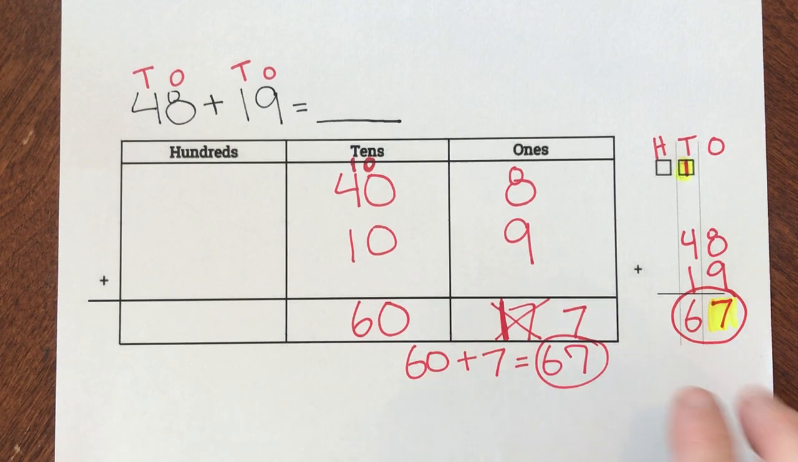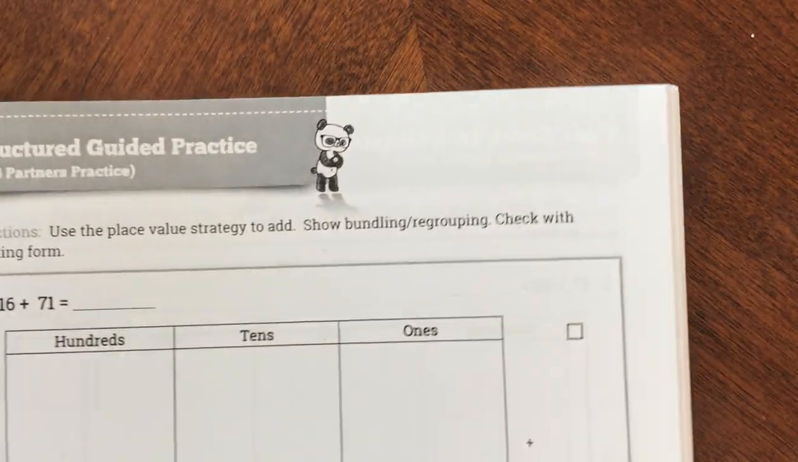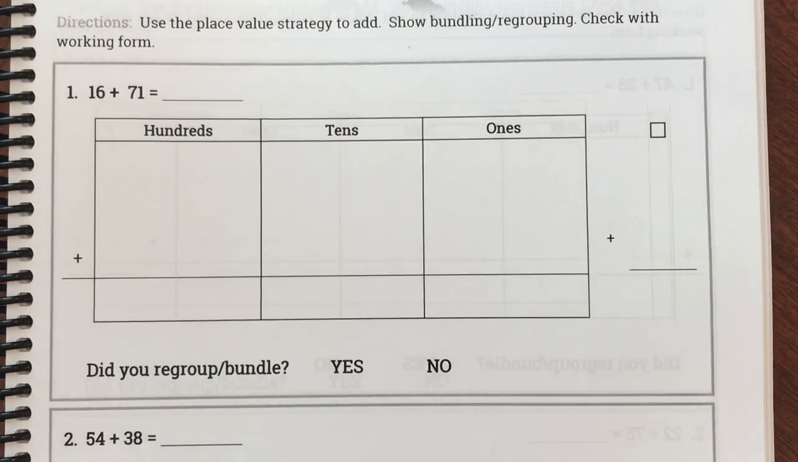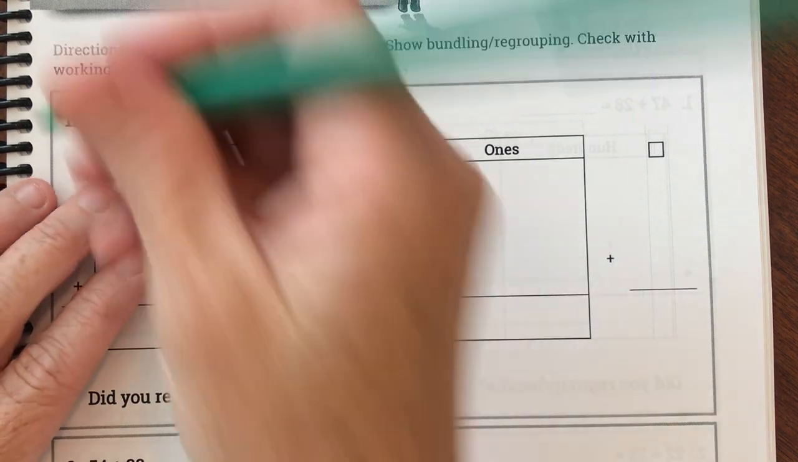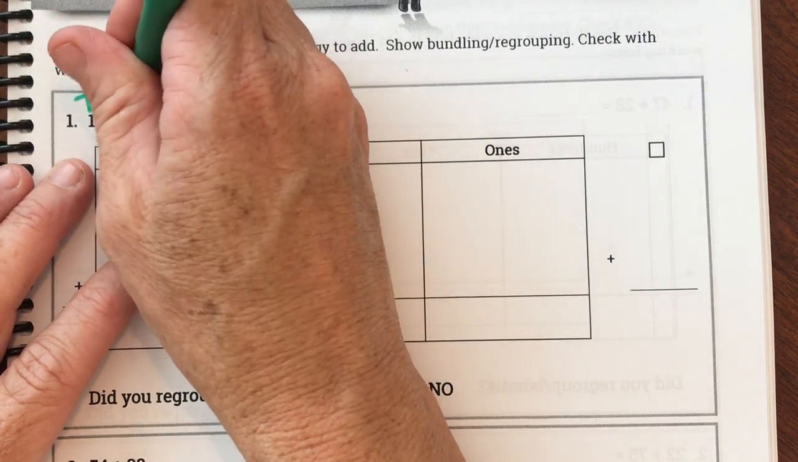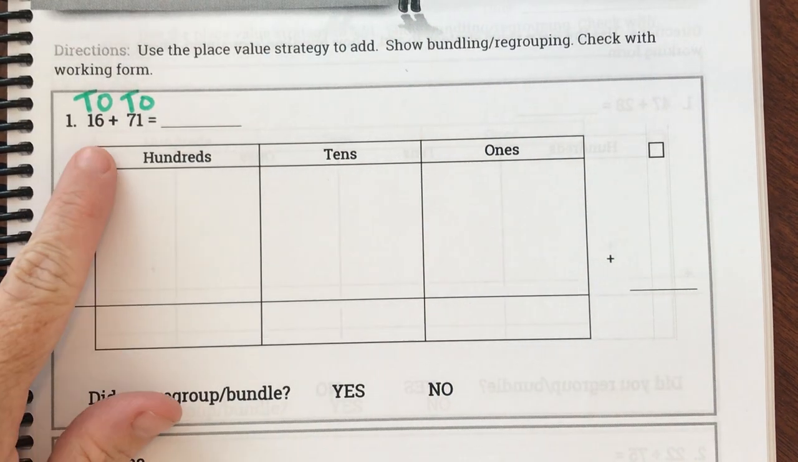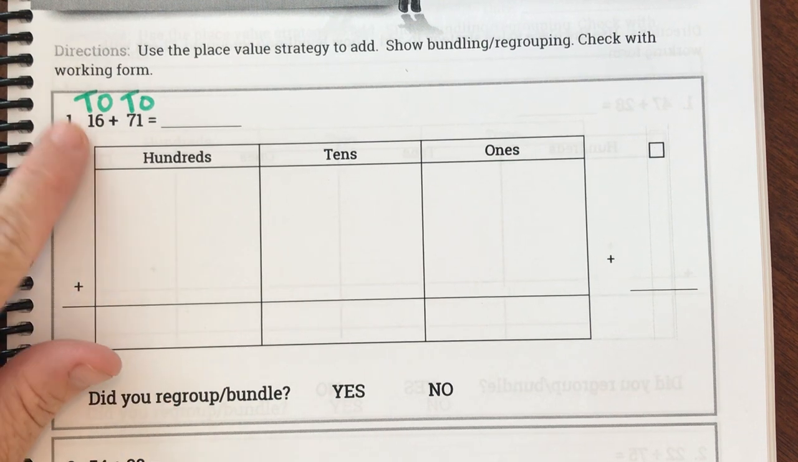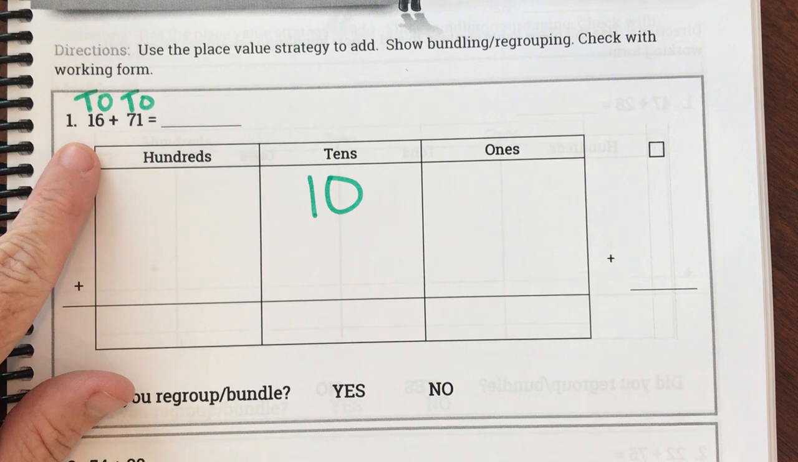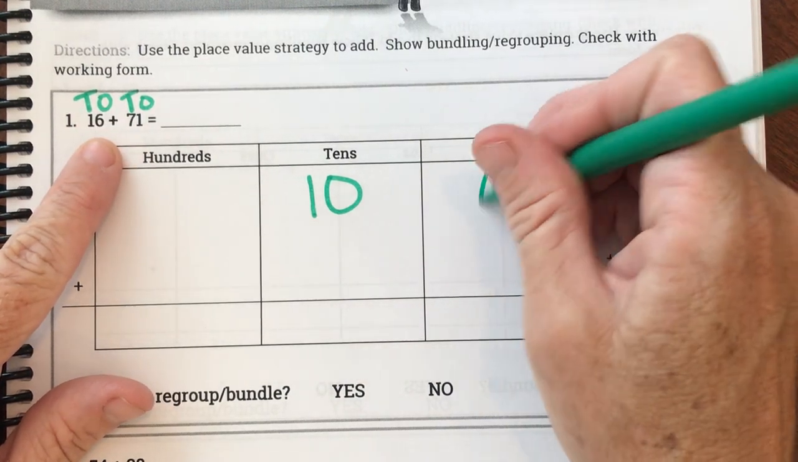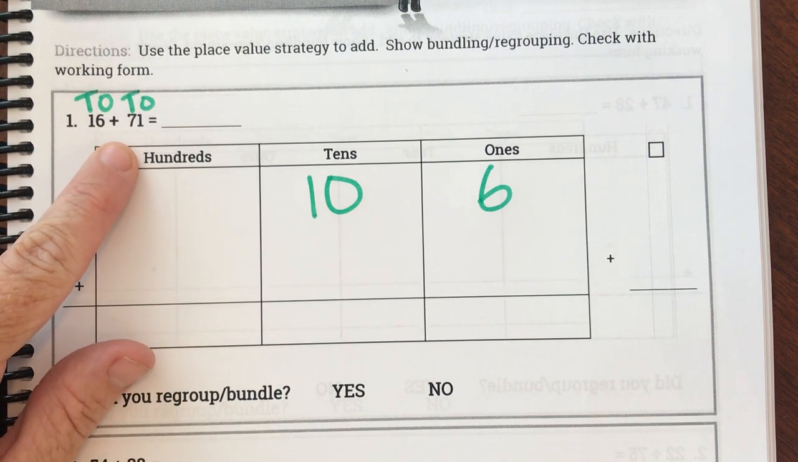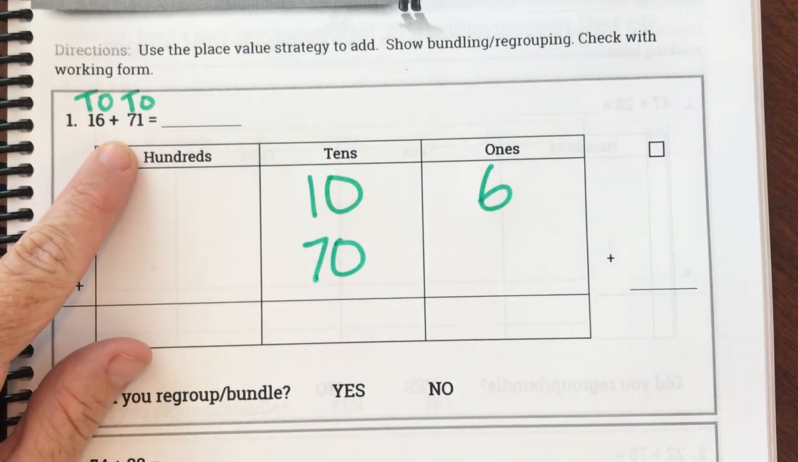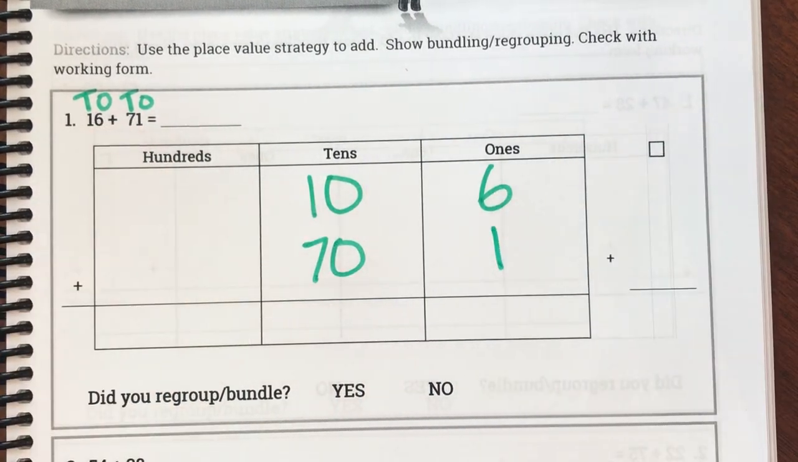Okay, let's try some of these together. We are on page 216, and here's our first one. 16 plus 71. Okay, ready? So before we get started, let's put our place values on top, ones and tens. Okay, so my first add-in is 16, and it says I have 1 ten. 1 ten is just worth 10. And I have 6 ones. 6 ones is worth 6. Okay, my second add-in says I have 7 tens. 7 tens is 70, and 1 one is 1.